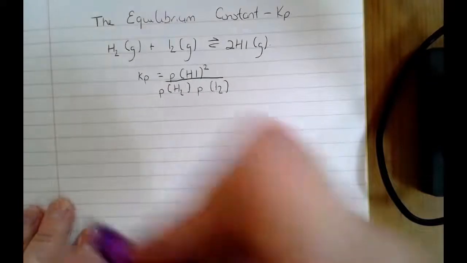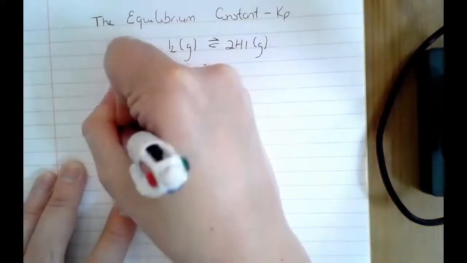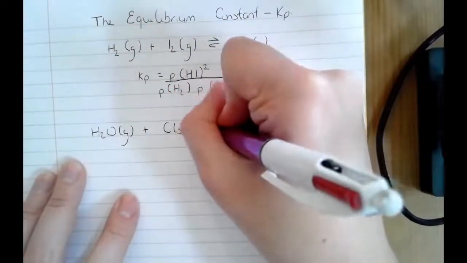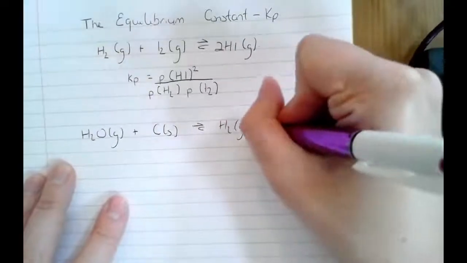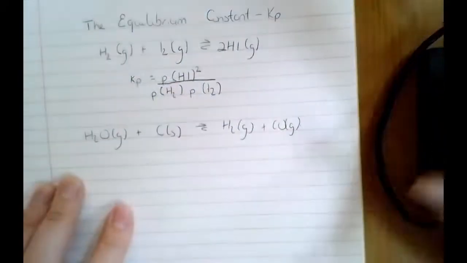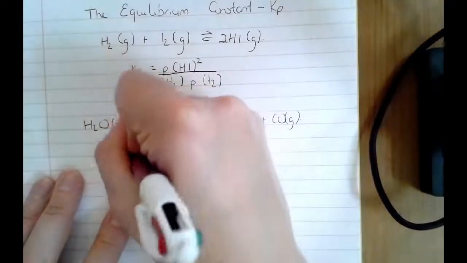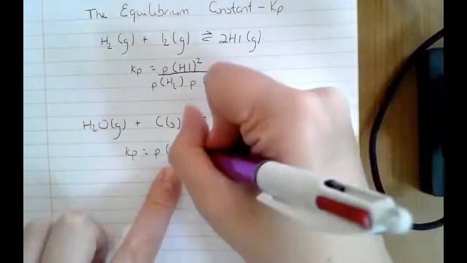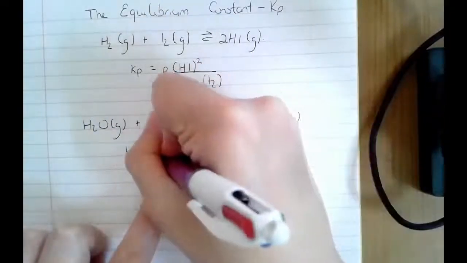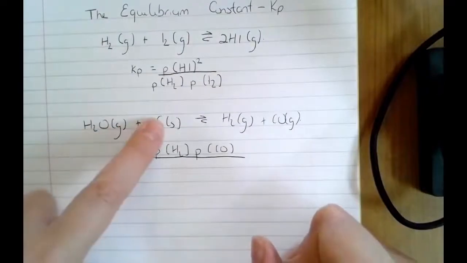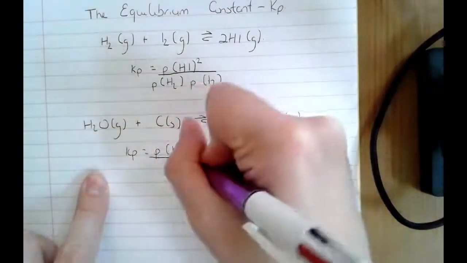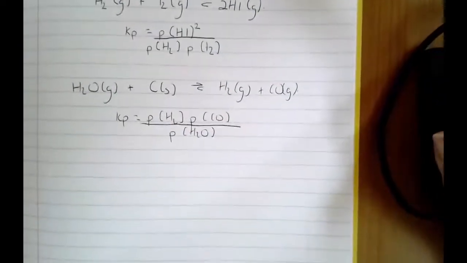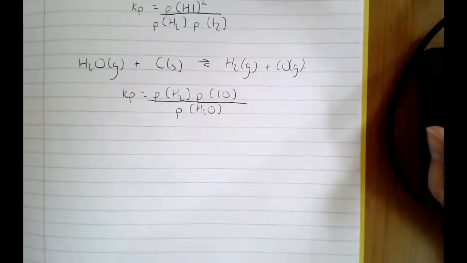So if I just give you an example of a heterogeneous expression, H2O as a gas reacting with carbon as a solid, and that goes to H2 as a gas and carbon monoxide as a gas. If I was writing a Kp expression for this, I would take the partial pressure of the H2, I'd be timesing it by the partial pressure of the CO. Again, I'm avoiding those square brackets. And then on this side, I would be leaving out the carbon because it's a solid, and I'd just be including the H2O. So I'm going to include everything that's a gas. I'm going to leave out a solid. If I had something in liquid form, I would leave that out also.